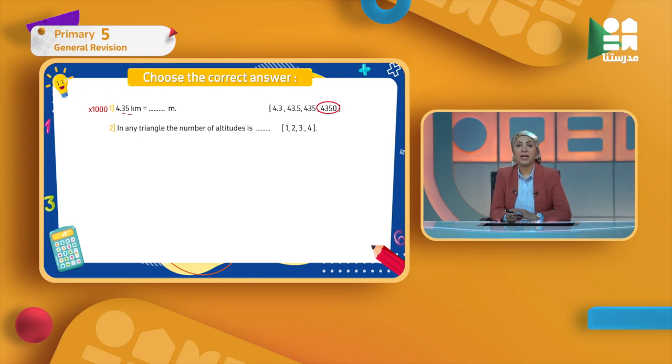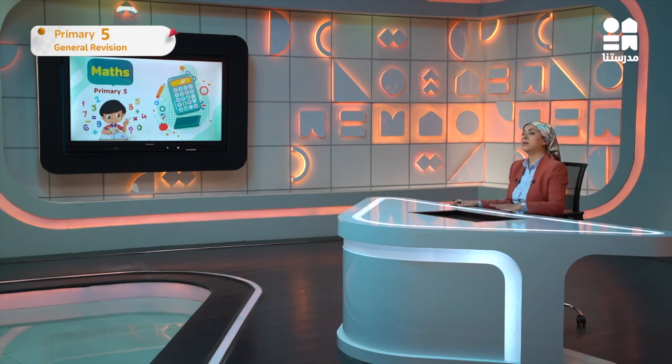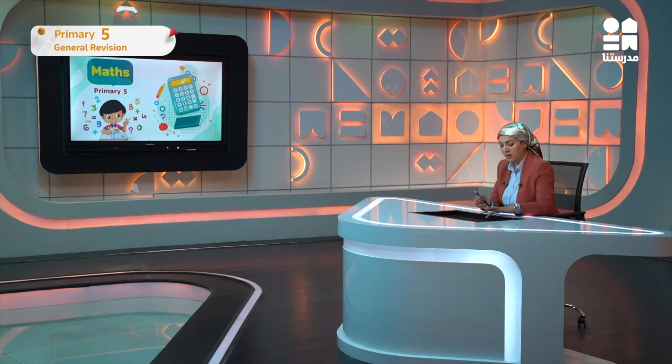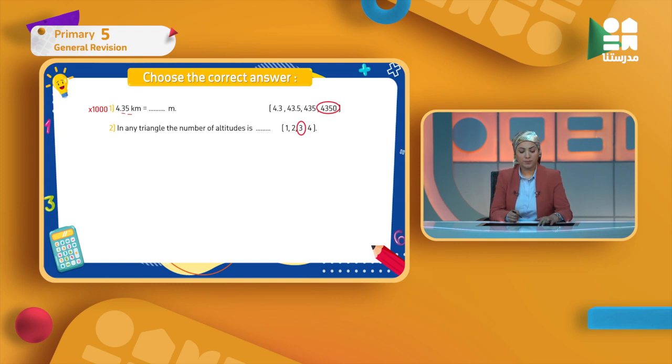Okay, question 2. In any triangle, the number of altitudes is 1, 2, 3, or 4. So in any triangle, we said before that any triangle has how many altitudes? Do you remember? Any triangle has 3 altitudes or 3 heights. These 3 heights or 3 altitudes, I drop each one of them from the vertex to the opposite or corresponding base. Okay? So here I have 3 altitudes from the 3 vertices that I have. Okay? So the answer will be 3.